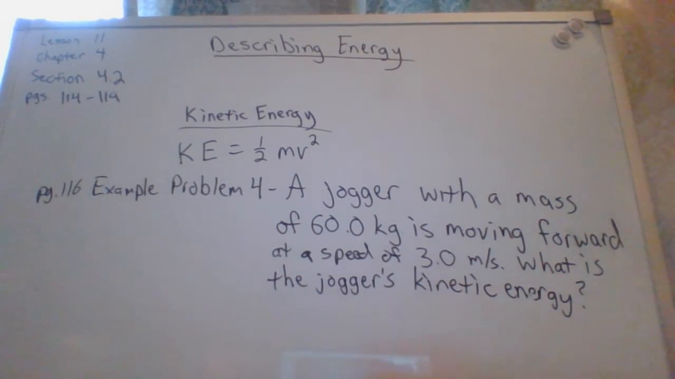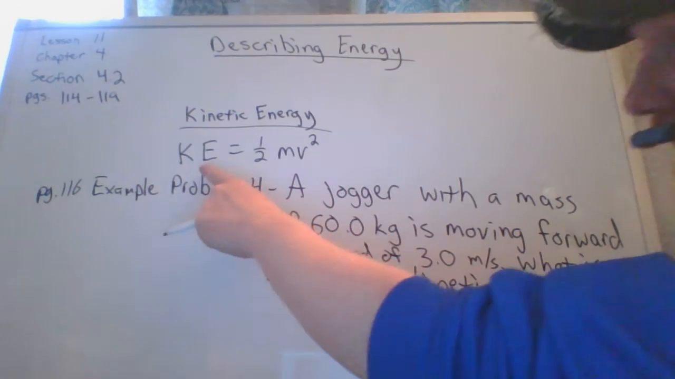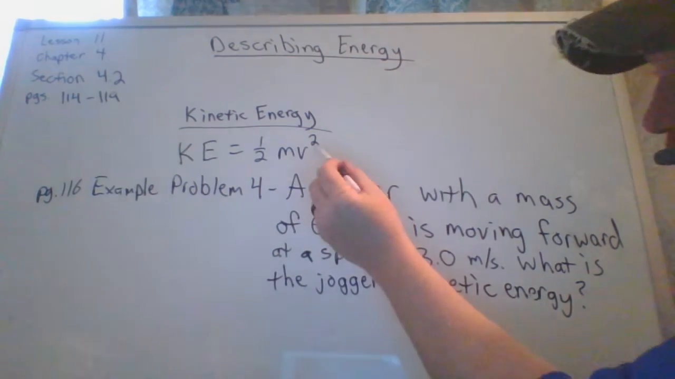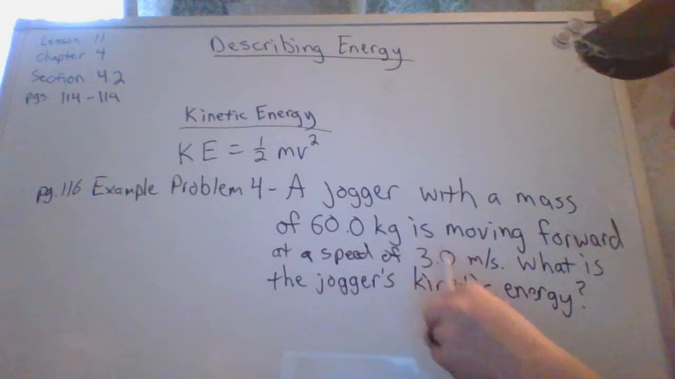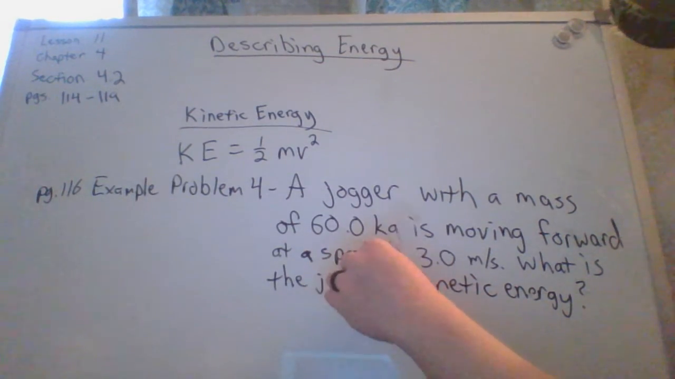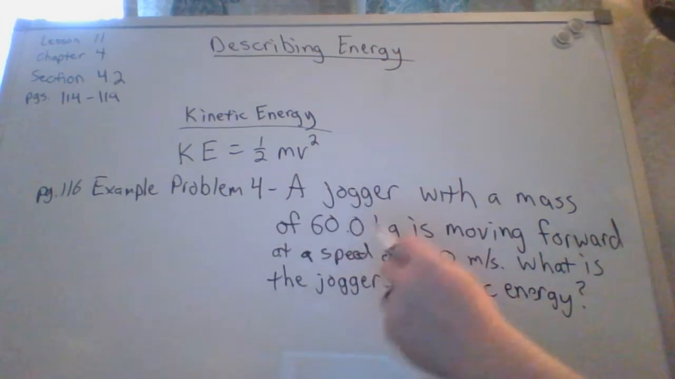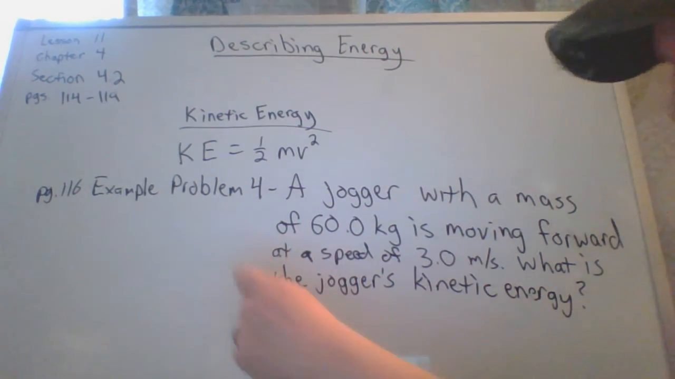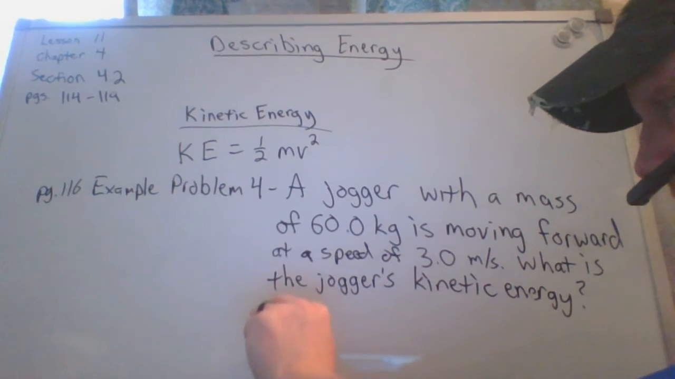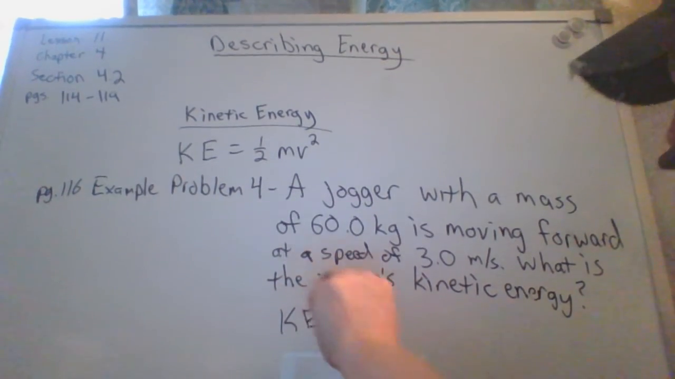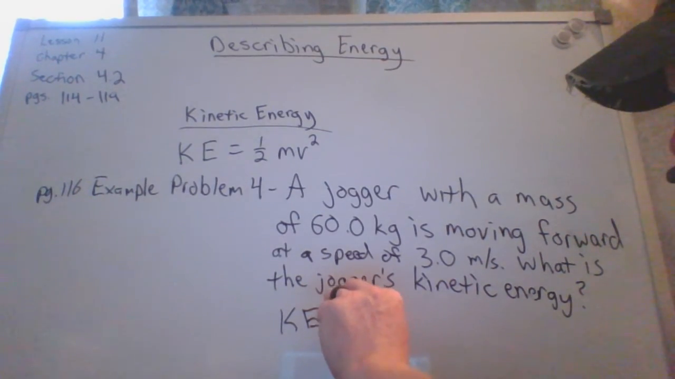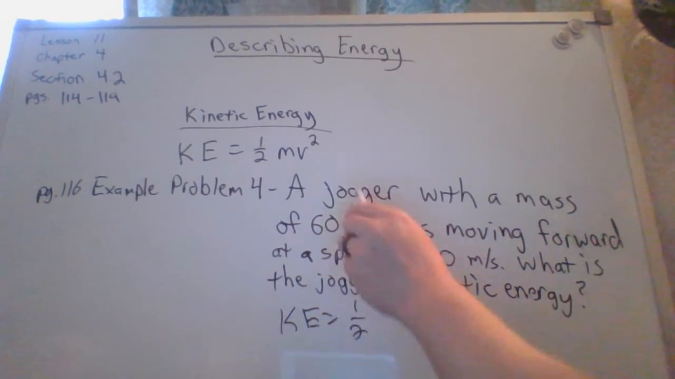Let me get my marker here and we will work this problem out. Again, KE, kinetic energy, equals 1/2 mv squared. The first thing we need to do is substitute our measurements in for these variables. So I'm going to rewrite it, if I can do this. It's hard being left-handed and doing this. KE equals 1/2. We can call it 0.5 if you want to. 1/2, we'll do that. What's our mass?